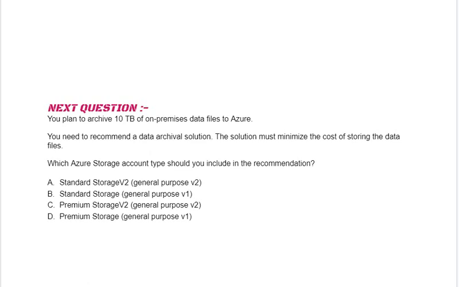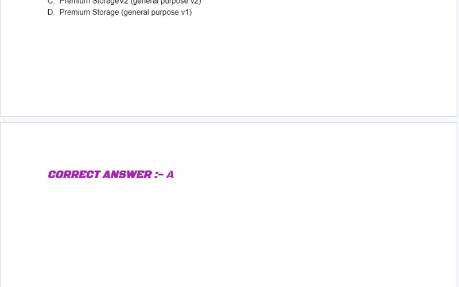Option A. Standard Storage V2 General Purpose V2. Option B. Standard Storage General Purpose V1. Option C. Premium Storage V2 General Purpose V2. Option D. Premium Storage General Purpose V1. Correct answer is option A.